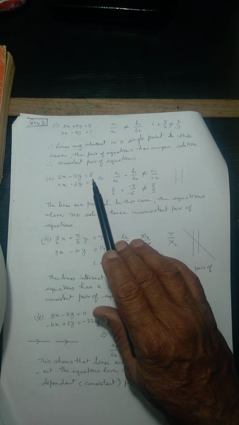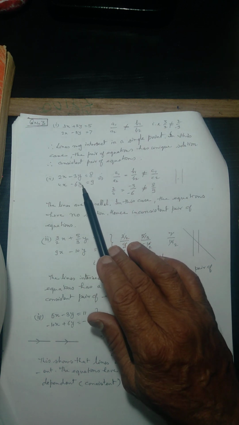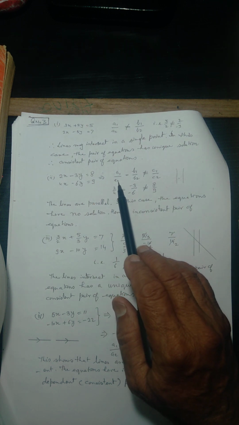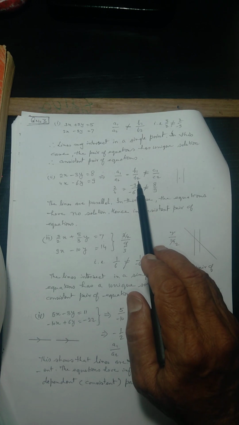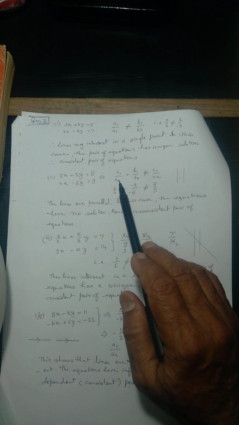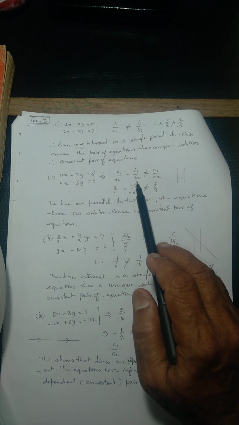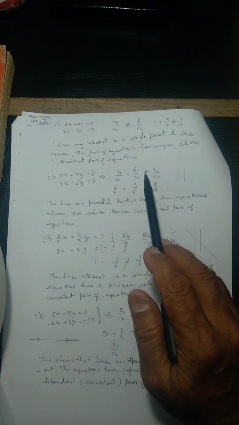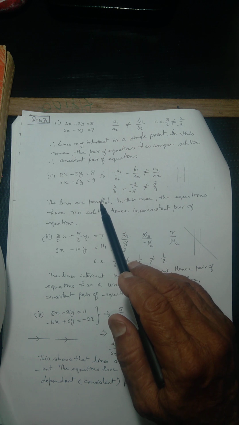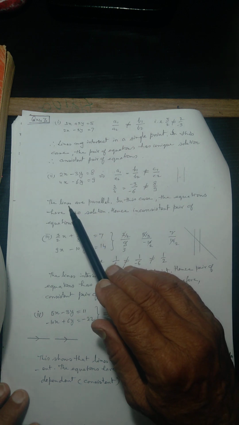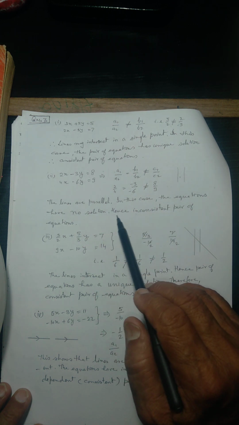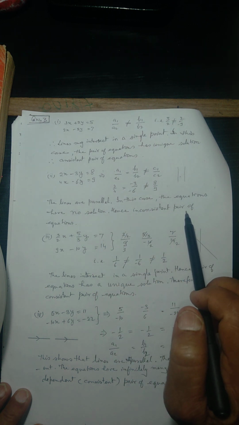2x minus 3y equal to 8, 4x minus 6y equal to 9. This implies that a1 by a2 is equal to b1 by b2 and is not equal to c1 by c2. As soon as you prove that a1 by a2 is equal to b1 by b2, it means these two lines will be parallel to each other. Therefore, there is no solution. The lines are parallel. In this case, the equations have no solution, hence an inconsistent pair of equations.